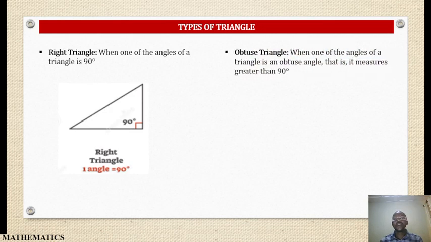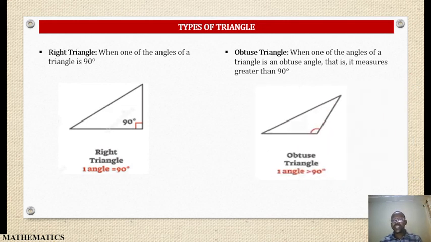Let's look at another type. Another type is what we call obtuse triangle. An obtuse triangle is that type of triangle in which one of the angles is an obtuse angle. That is to say, one of the angles is greater than 90. And let us look at it here now. You can see the angle that is marked with a red symbol, and that is the angle that is greater than 90. So this type of triangle is what we call obtuse triangle.